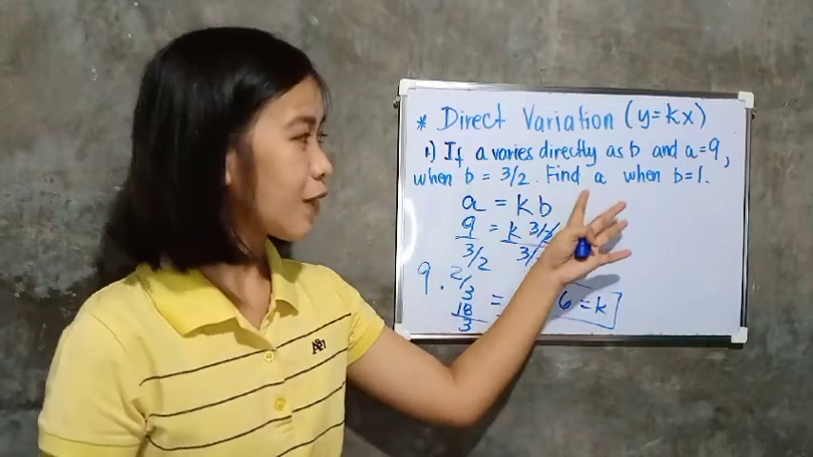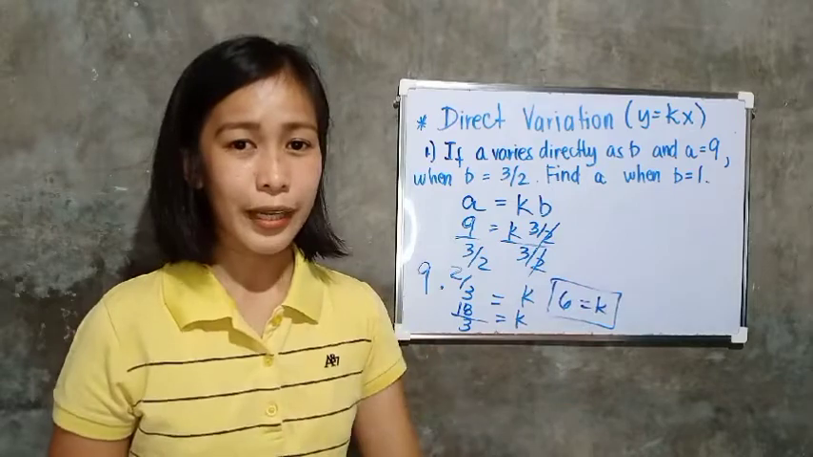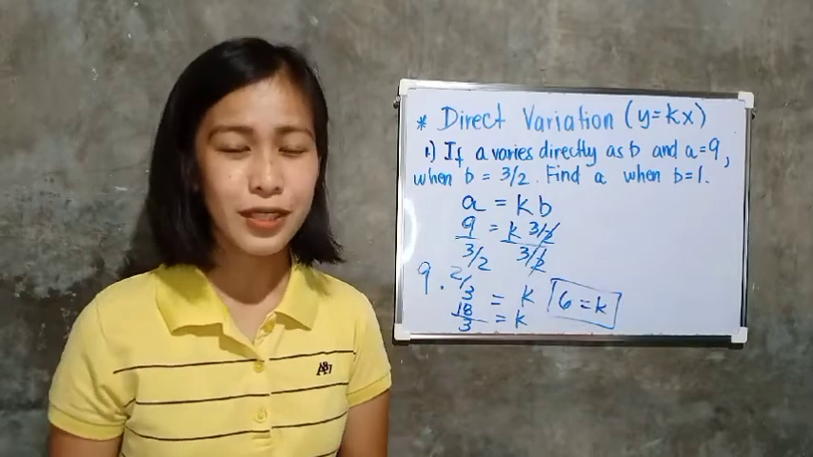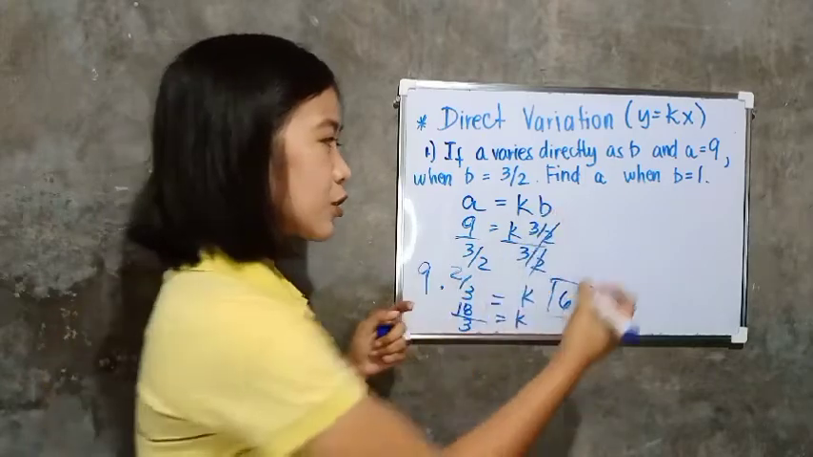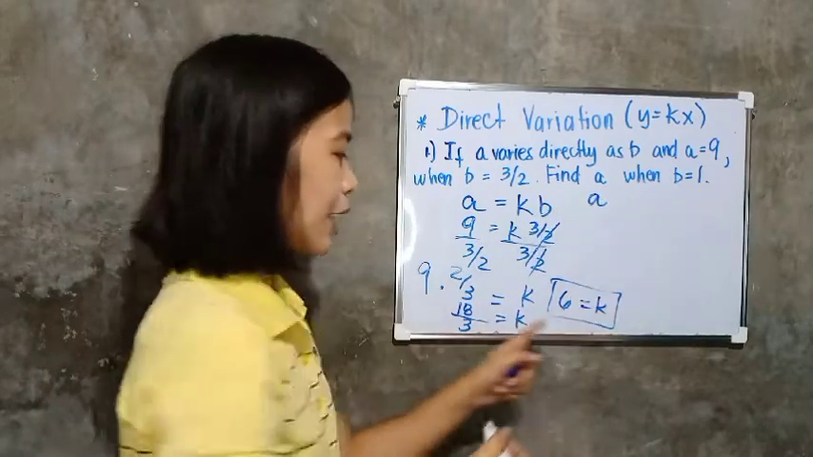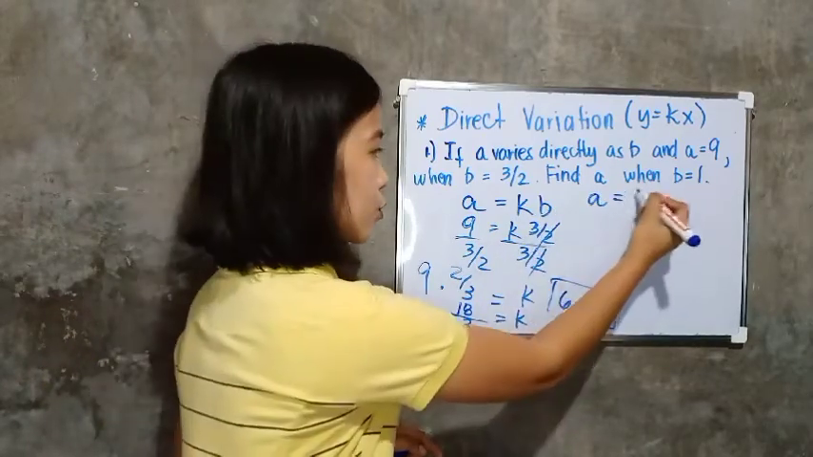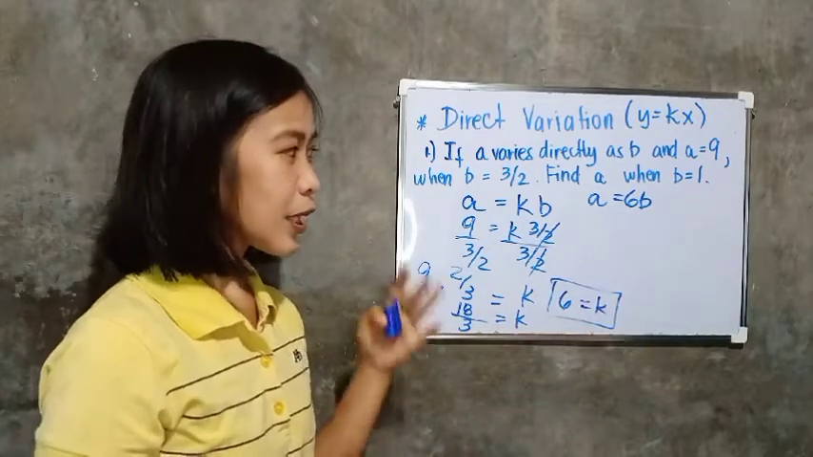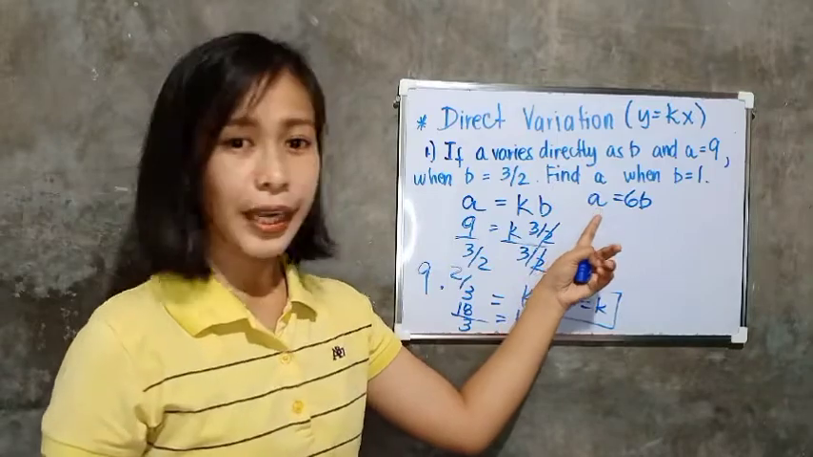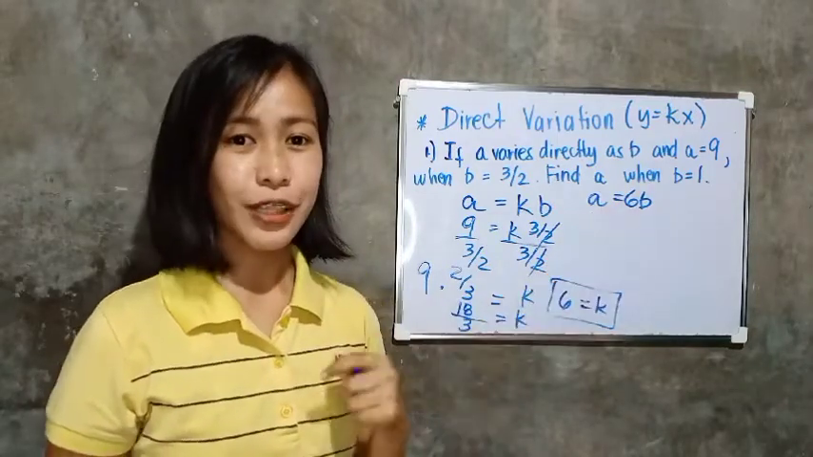So, dito na tayo. Find A when B is equal to 1. Remember, the step 2 is to find the equation. Okay? So, gamitin ulit natin to, no? So, we have A. Ano ba ang ating K? Equal to 6B. Alright? So, ganun lang. And then now, find A when B is equal to 1.